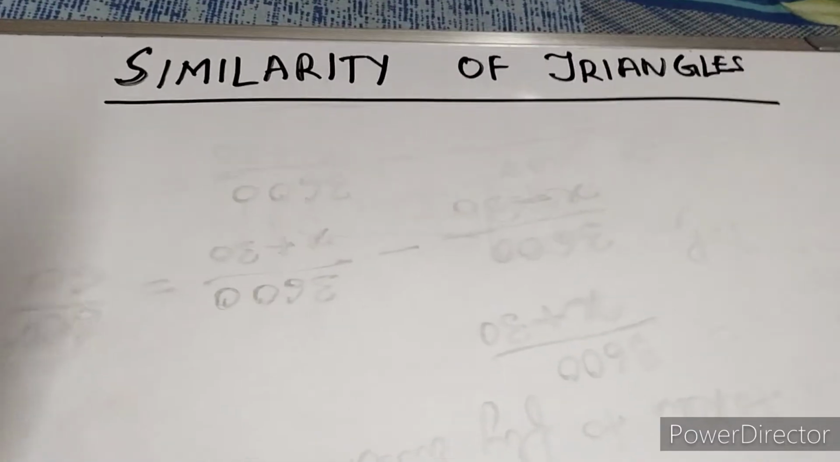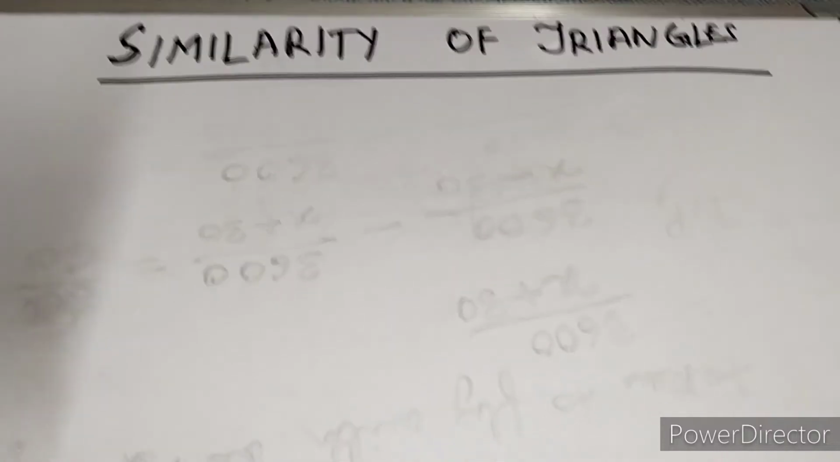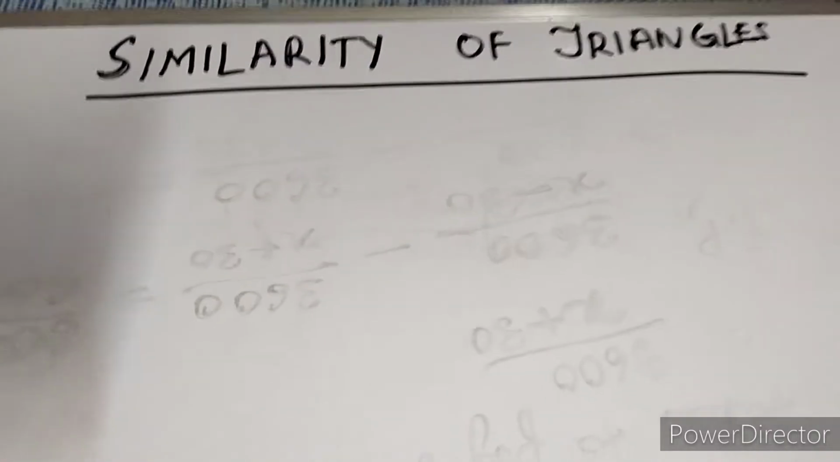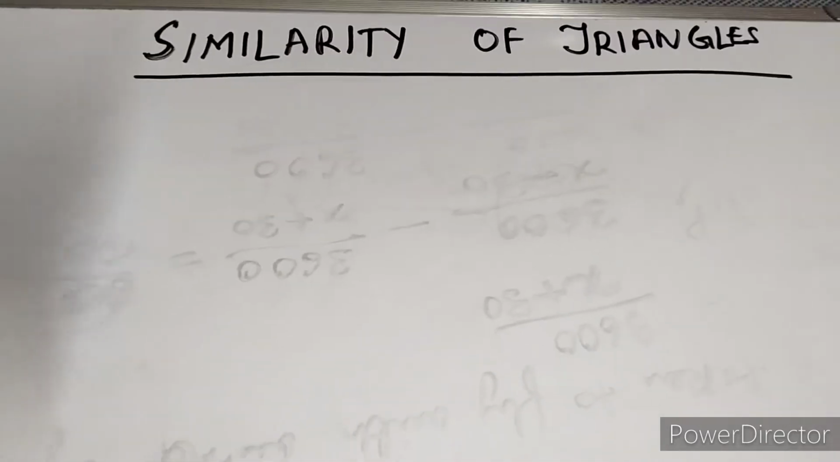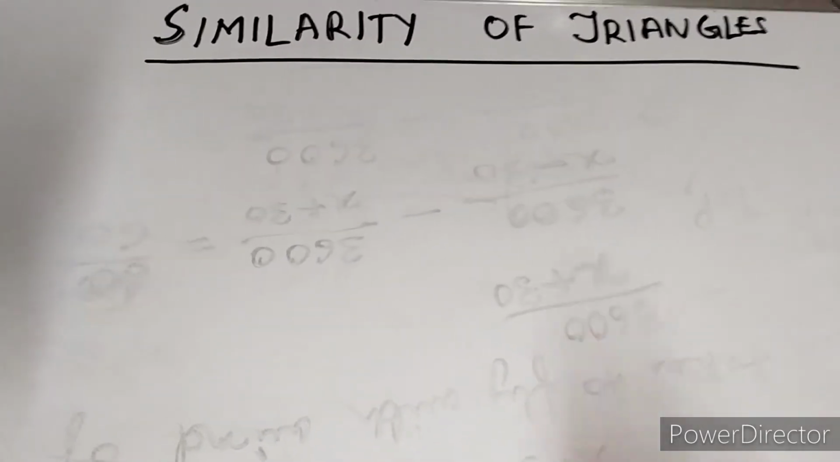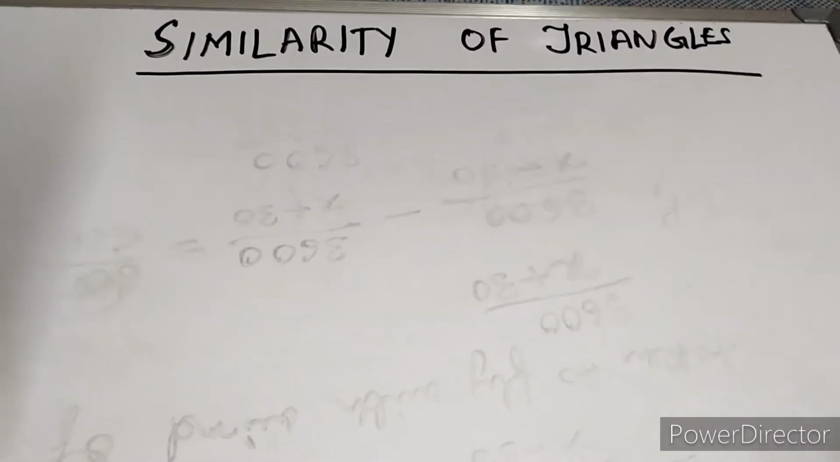Today we will be discussing the chapter on similarity of triangles. Before discussing similarity of triangles, we have to know when two triangles are said to be similar, and what is the difference between similarity of triangles and congruency of two triangles?